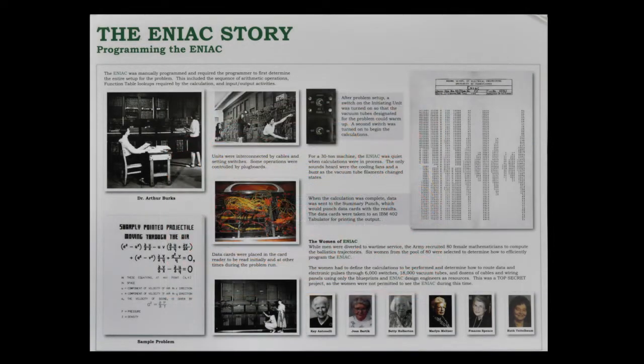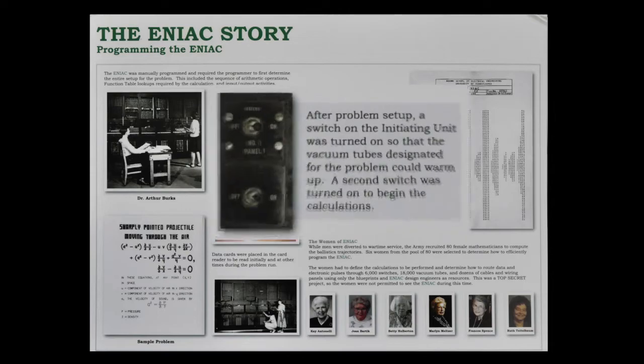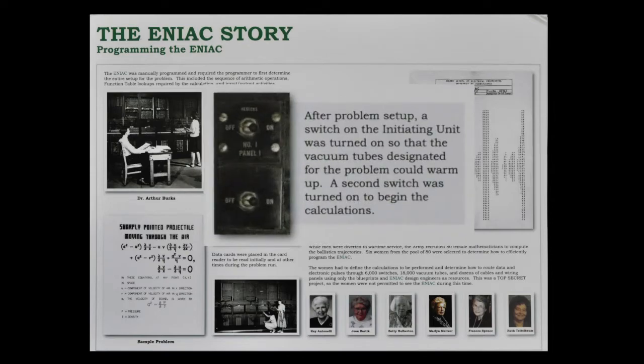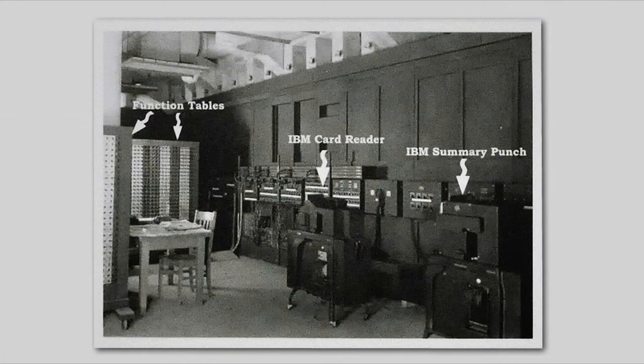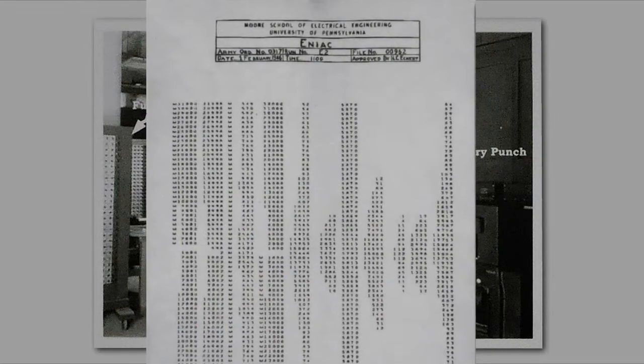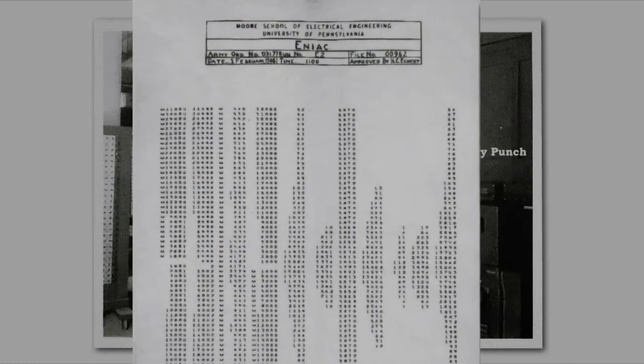After problem setup, the initiating unit was turned on so that vacuum tubes could warm up. A second switch was turned on to begin the calculation. When the calculation was complete, data was electronically sent to a summary punch, which would punch data cards with the results. The cards were taken to a tabulating machine for printing the output.